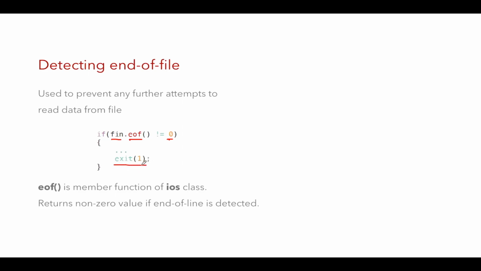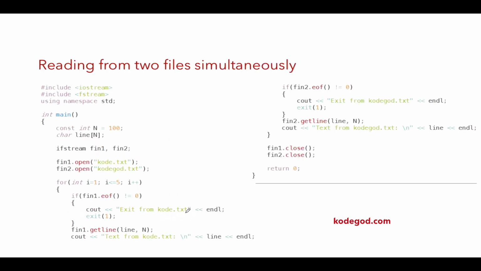This is a standard library function. You can ask the compiler to terminate the program when a certain condition is met. So eof is a member function of the ios class, and it returns a non-zero value if end of file is detected. Now let us continue and understand how we can read from two files simultaneously. The additional point to check here is that we are going to use the eof function.